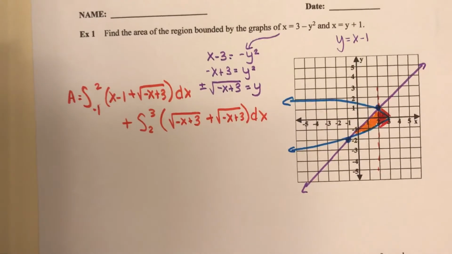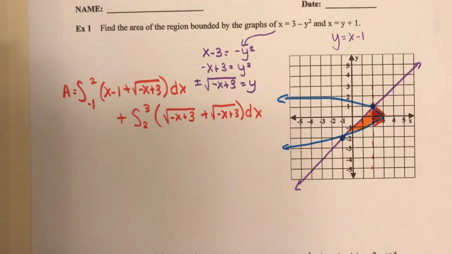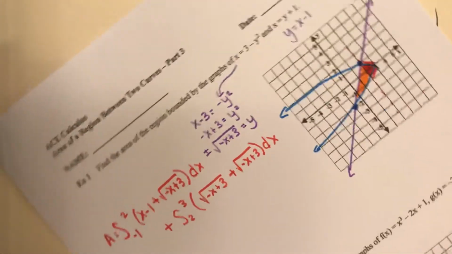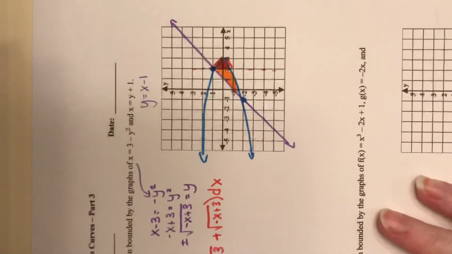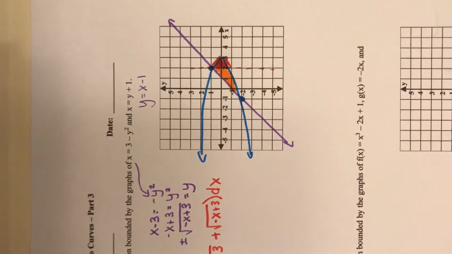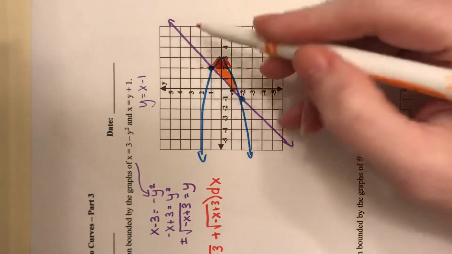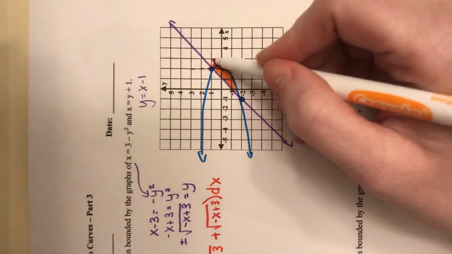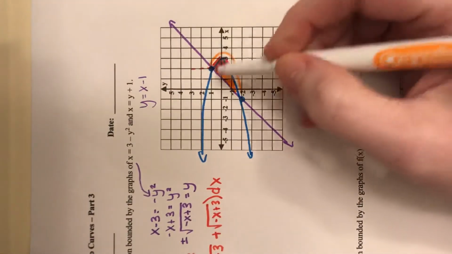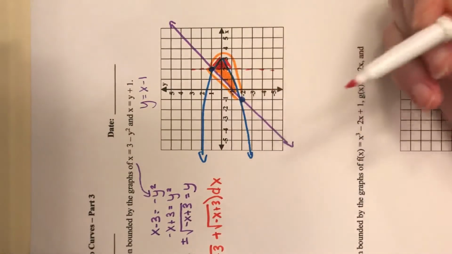We can also integrate with respect to y. So how that looks is if I turn my paper sideways so that my y-axis is on the bottom instead of the x-axis, you can clearly see that we have a top and a bottom. We have the top part of our graph, which is the parabola, and we have the bottom part of our graph, which is the line.